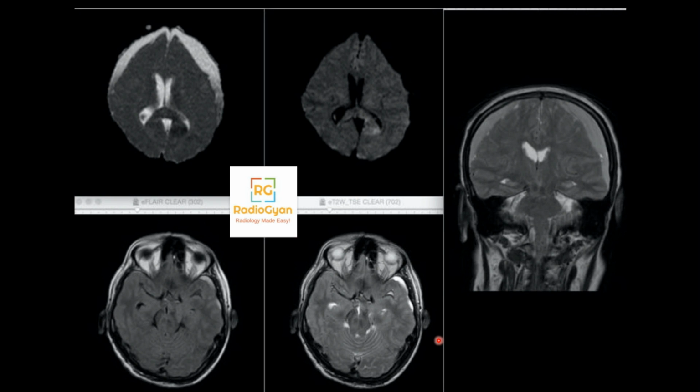So coming to the last case for today, these are multiple axial and a coronal sequence of the brain, and I would like you to type the complete diagnosis in this case. So this is diffusion, this is ADC, this is diffusion, this is a T2 weighted image, this is a T1 image, and this is a coronal T2 image.